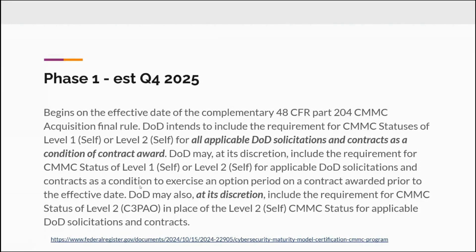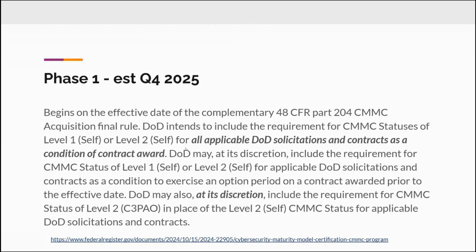It's going to be level 1 self and level 2 self for all applicable DoD solicitations and contracts as a condition of contract award. Then they might layer it in for exercising an option period. Sorry, I glazed over this. They may also, at its discretion, include the requirement for CMMC status C3PAO in place of level 2 for applicable DoD solicitations. So let's go over this a third time, third time's a charm.